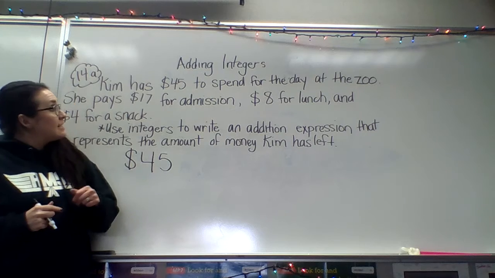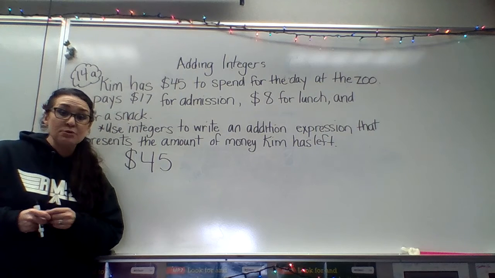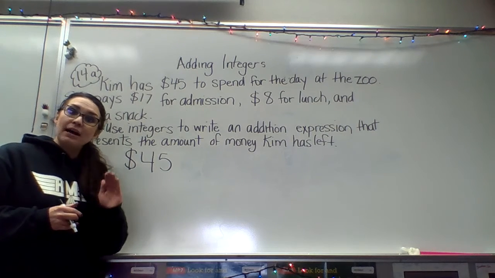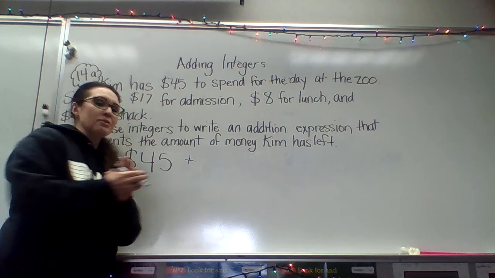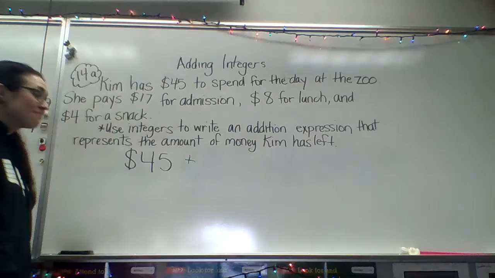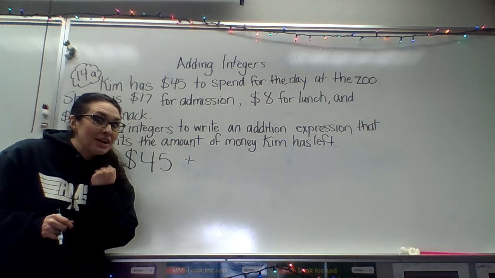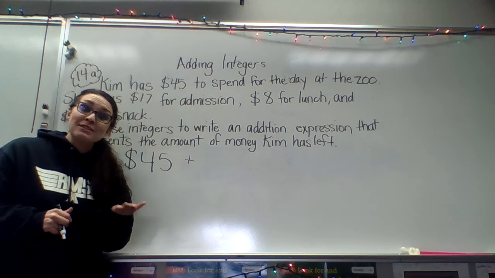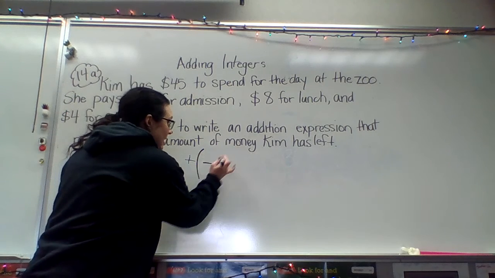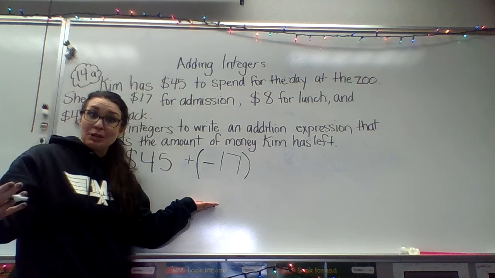Now let's look at the next part. It says that she has to spend $17 for admission. That means tickets in order to get into the zoo. Now, if Kim is going to be paying $17, is that going to be a positive 17 that I'm adding? Or is that going to be a negative 17 that I'm adding? Negative, because I'm taking the money. It's negative. You're right. It's going to be a negative $17 because that money is being taken from her wallet, right? So that Kim is able to enter the zoo. So we would represent that by saying my positive $45 plus negative 17.